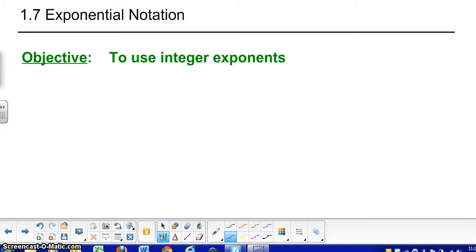Hi, this is Mrs. Slater, and today we're going to talk about 1.7 exponential notation. So our objective today is to use integer exponents.